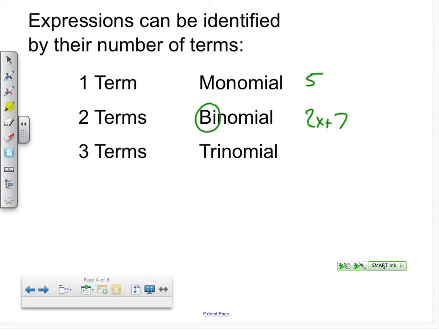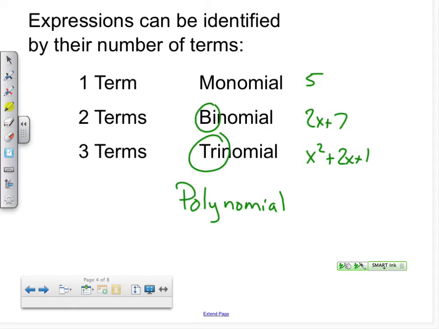And then 3 terms is a trinomial, like a tricycle. Or the famous dinosaur, the Triceratops, had 3 horns. Example of a trinomial: x squared plus 2x plus 1. And then any number of terms, we'll call that a polynomial. Poly meaning many. In fact, these all could be considered polynomial because they have one or more terms.